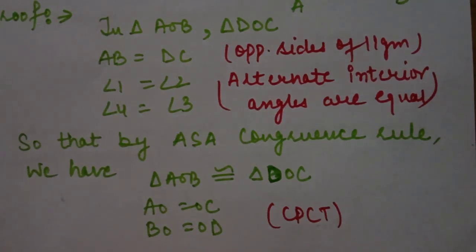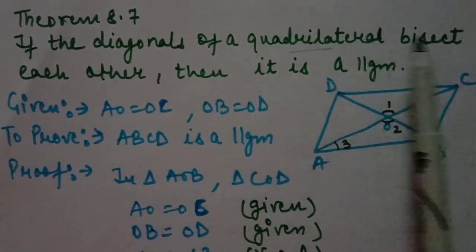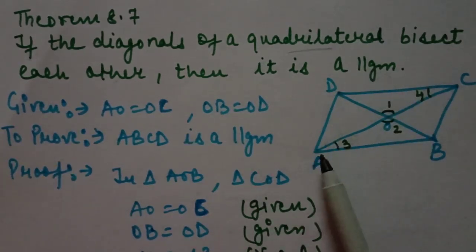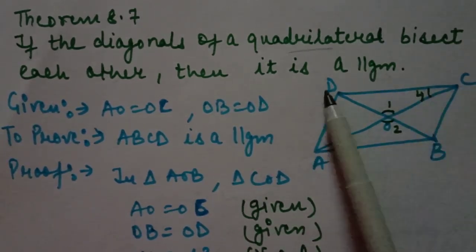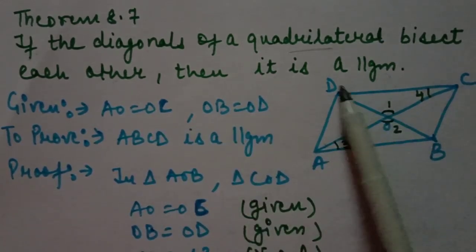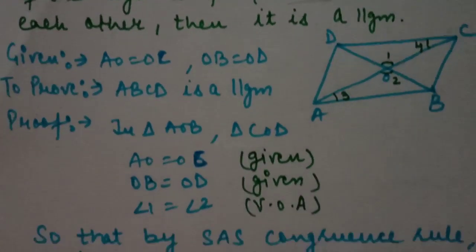Now your theorem 8.7. Theorem 8.7 is, if the diagonals of a quadrilateral bisect each other, then it is a parallelogram. So it is given that the diagonals of a quadrilateral bisect each other. It means AO is equal to OC, BO is equal to OD. It is given. We have to prove that it is a parallelogram. So it is a converse of theorem 8.6.